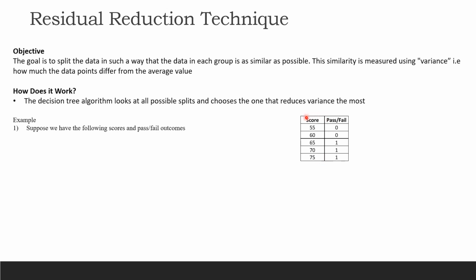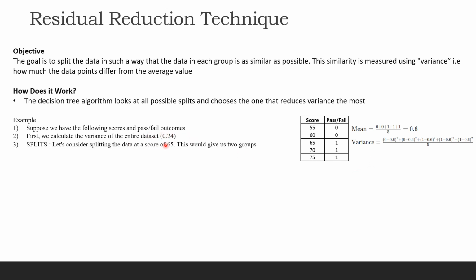We have numeric data. Now we have a regression task at hand, and we need to give this prediction from numeric data. So now, first we calculate the variance of the entire data set. How is it done? The mean of all these values will be 0.6, and variance, which is the sum of squares of the differences of individual values from the average value, divided by the total number of data points, will give us the variance, which is 0.24.